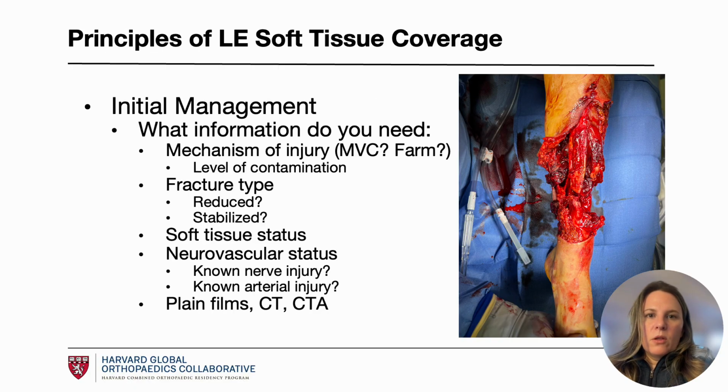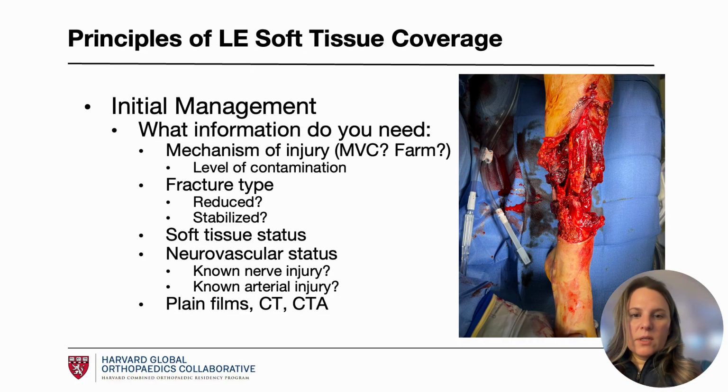So when we talk about lower extremity trauma, we'll mostly be focusing on bony injuries that additionally involve a large soft tissue deficit. Initial management includes collecting all the data you're going to need before attempting any reconstruction. As a plastic surgeon, I'm most interested in what was the mechanism of injury. Was it a motor vehicle accident, a farming injury? This is going to determine your level of contamination. I also want to know what the fracture type is.